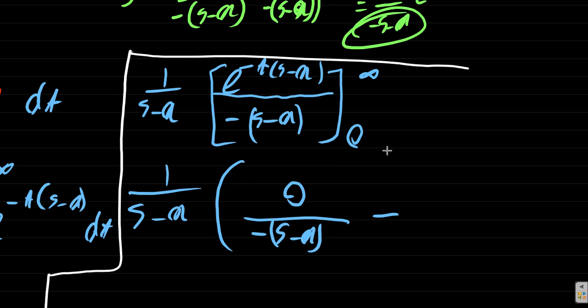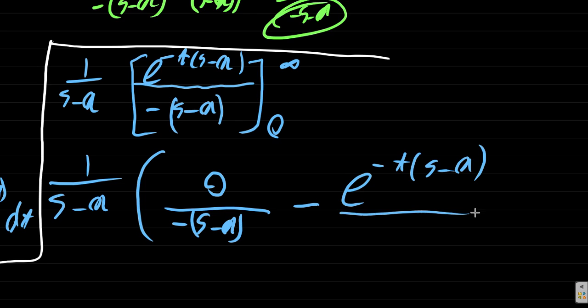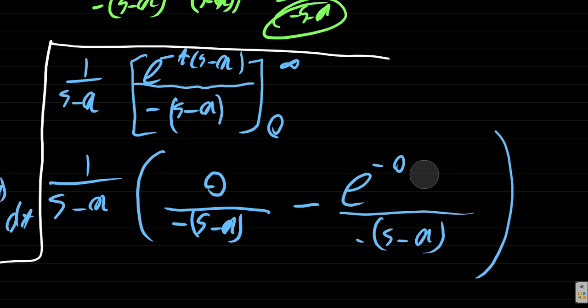Alright, minus. We put in the lower boundary, which is 0. E to the negative t s minus a over negative s minus a. We're putting in 0 now for t. T is 0. 0 times s minus a is 0. So the s minus a goes. When you say negative 0, it doesn't make sense. It's e to the 0. What is e to the 0? E to the 0 is 1.